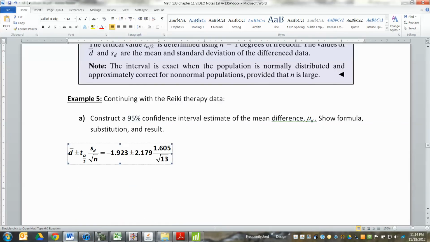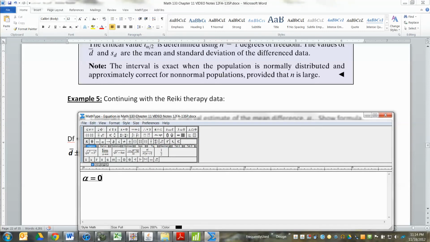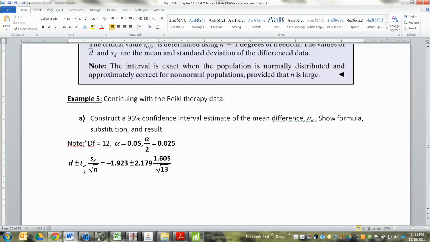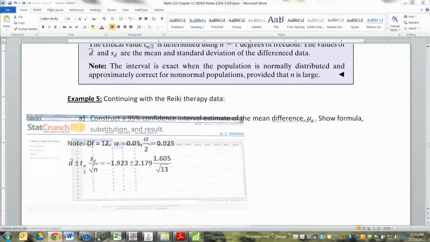So that's that. Now, we could just type this into a calculator. I mean, it's actually not even that hard a problem. Just a reminder, df is equal to 12. Alpha was equal to 0.05. So alpha over 2 is equal to 0.025, just as a refresher. There we go. Okay, so you could type this in, or we could use StatCrunch.